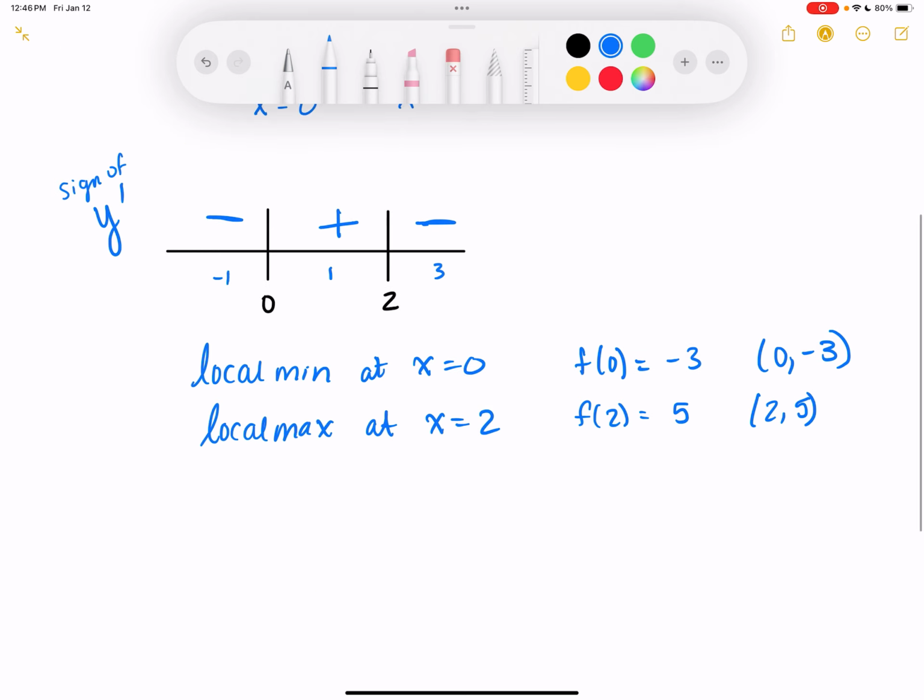All right. Let's throw it back a little bit. Y equals x e to the 1 over x.